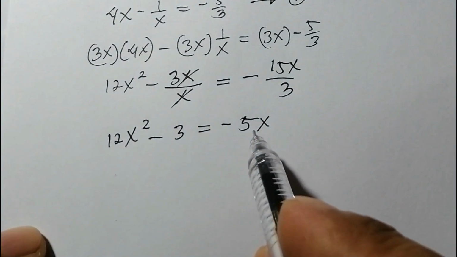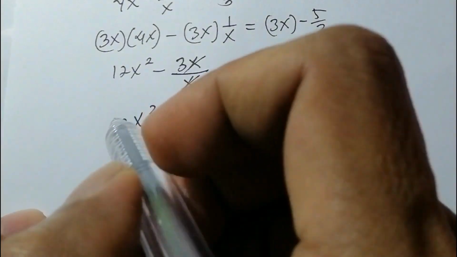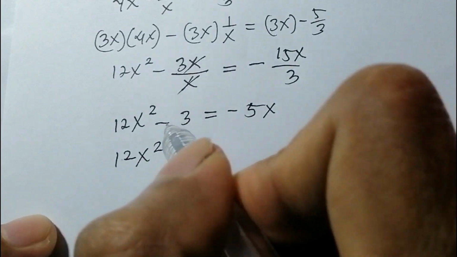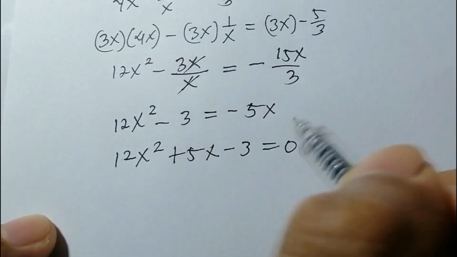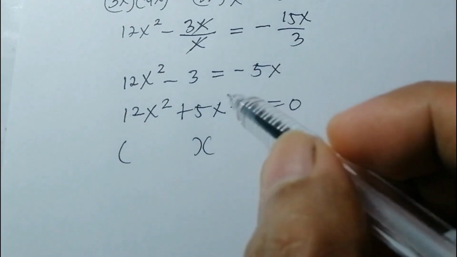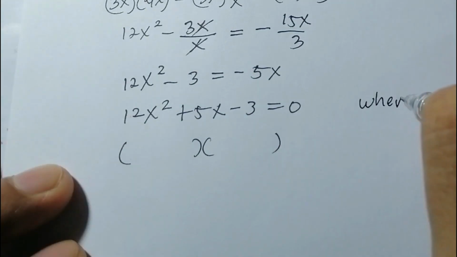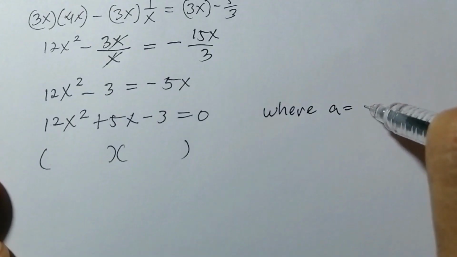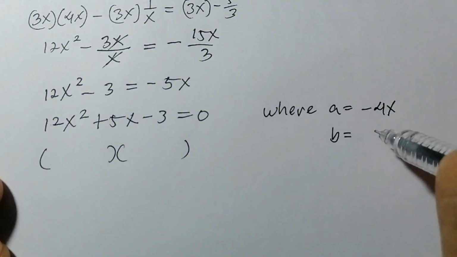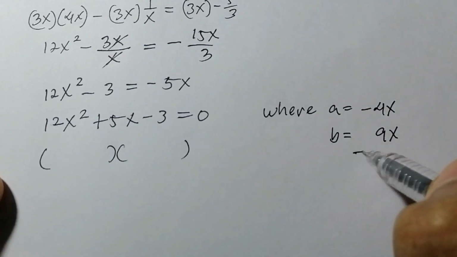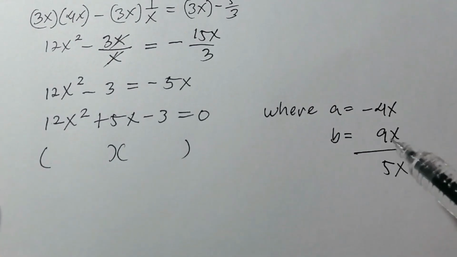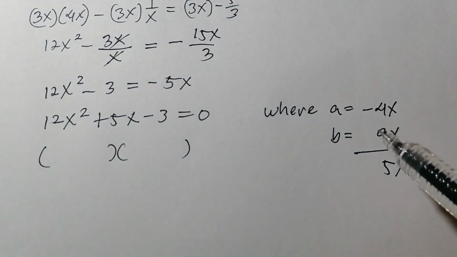And then we're going to equate this to 0. We transfer this to the left side: 12x squared, then plus 5x, then negative 3 is equal to 0. So we are going to factor this one. We are looking for two terms whose sum is 5x, where a is equal to negative 4x and b is positive 9x. Then we get the sum, which will be positive 5x. So this is the possible pair that we can use.